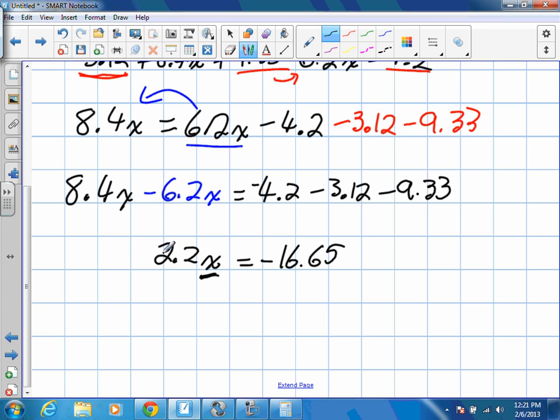Now, a coefficient beside a variable means multiplication. To move it to the other side, what do I need to do with it? Divide. That's right. We got to divide. So when I divide negative 16.65, I'll get a negative answer. And what will I get? Negative 7.56. Good. Yeah. There we go. And that's our unknown value.